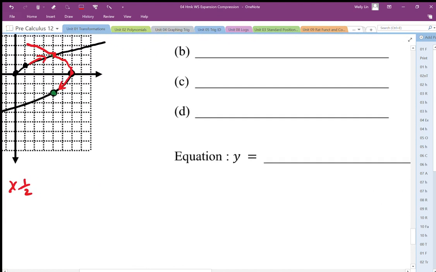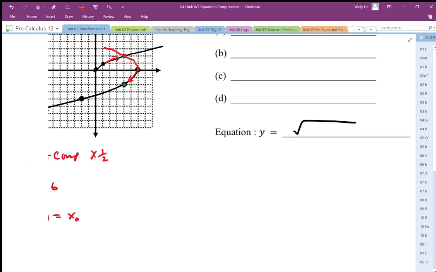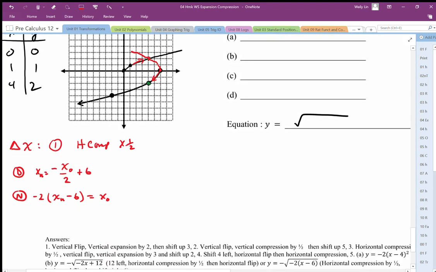The inside part is going to be the square root. Maybe I'll just do the square root in black. This is my original function, square root x. And on the inside is my x transformation, which I've shown here. It's going to be -2x minus 6. Okay, so it's been compressed, flipped, and then shifted 6 to the right.